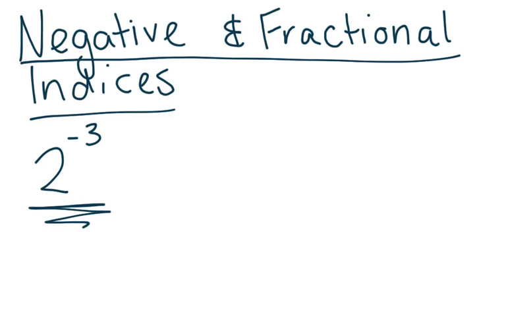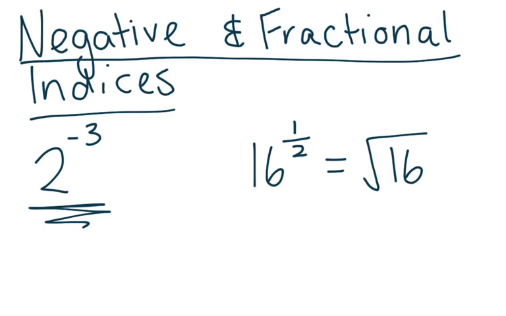And then we have fractional indices where we might have 16 to the power of a half, and that actually means the square root of 16. And we'll go over that a bit later. I'll focus on negative indices first.